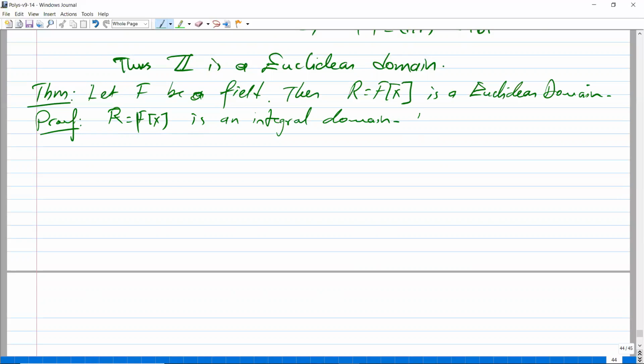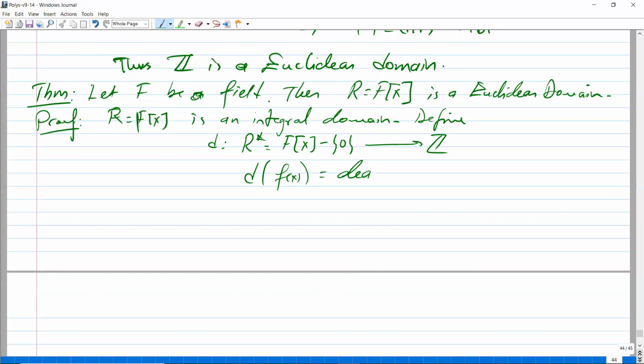Now let's define d from R star, namely R star is the non-zero polynomials, to Z, defined by d of f of x to be the degree of f of x. Okay. So first of all, d of f of x.